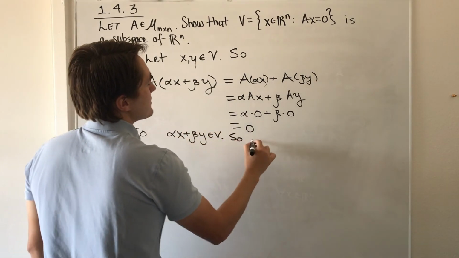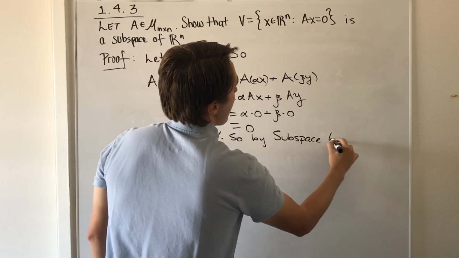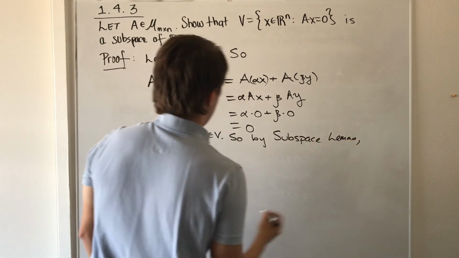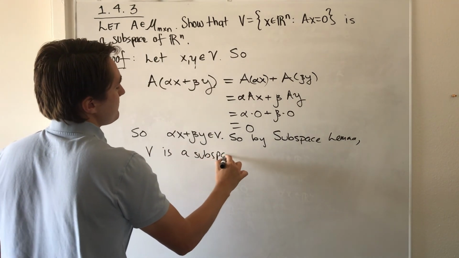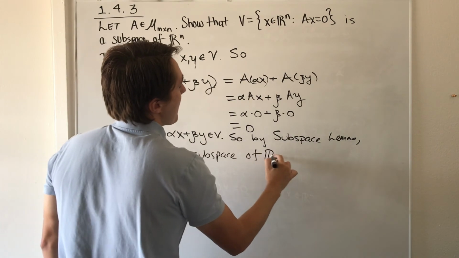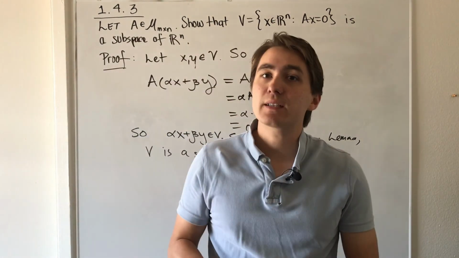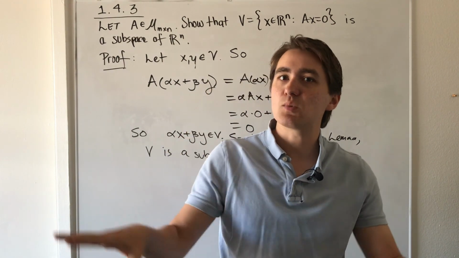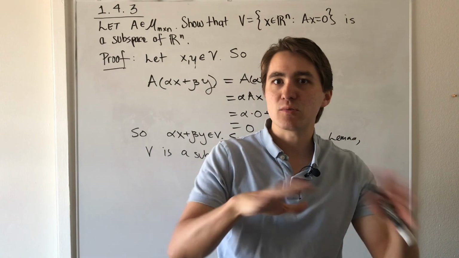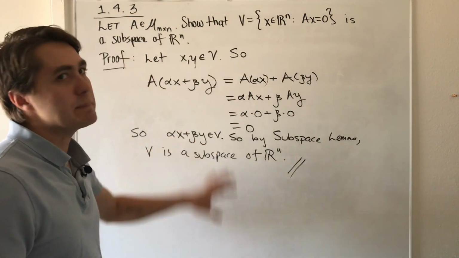And so by the subspace lemma, V is a subspace, in this case of Rn. And that's the proof. Like I said, this is definitely going to be an important subspace. So keep this in the back of your mind. Don't let this one slip into the cobwebs later on. You'll definitely want to keep this in memory.